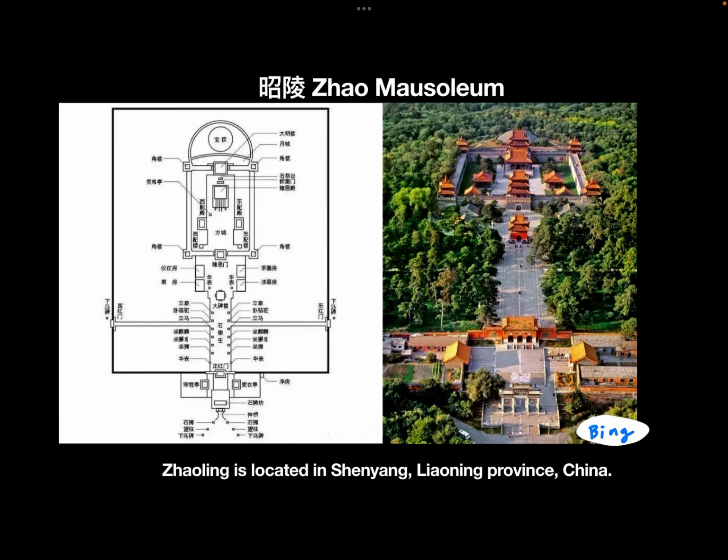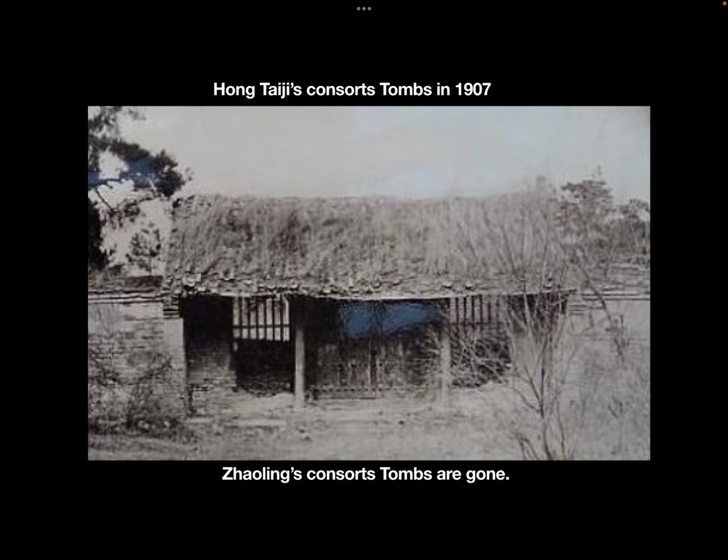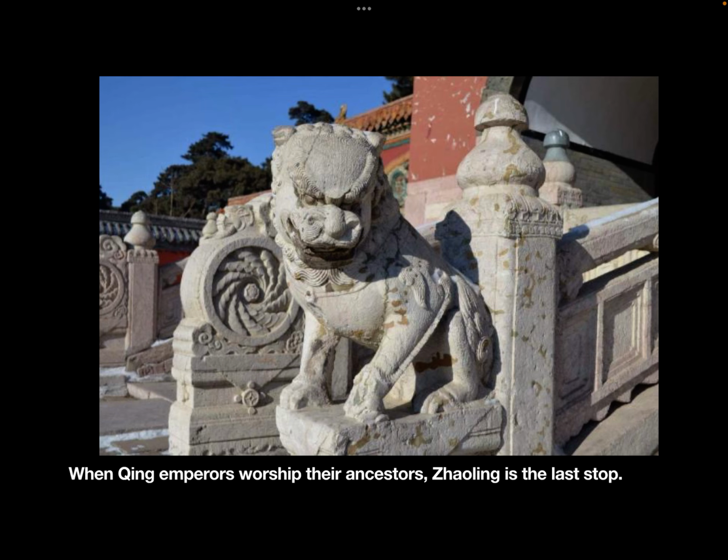Zhaoling is located in Shenyang, Liaoning Province, China. The Qing founding emperor Huang Taiji and his wife, the Empress Xiao Duanwen, are buried here. Zhaoling's consort tombs are gone. When Qing emperors worship their ancestors, Zhaoling is the last stop.